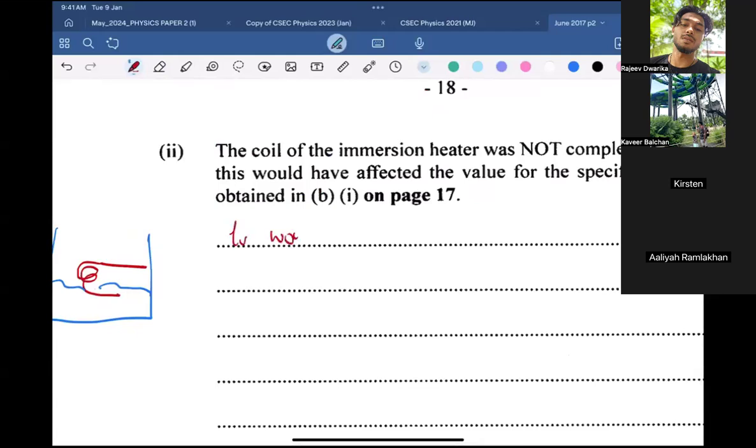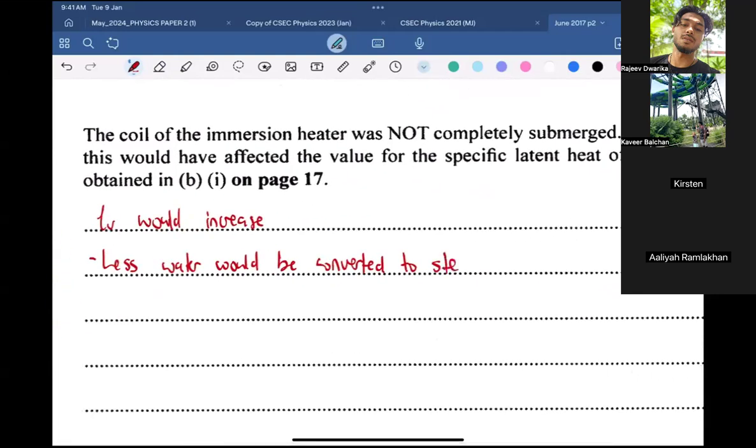So the answer is LV would increase. The reason is less water would be converted to steam. So if less water is getting converted to steam, the mass would decrease.